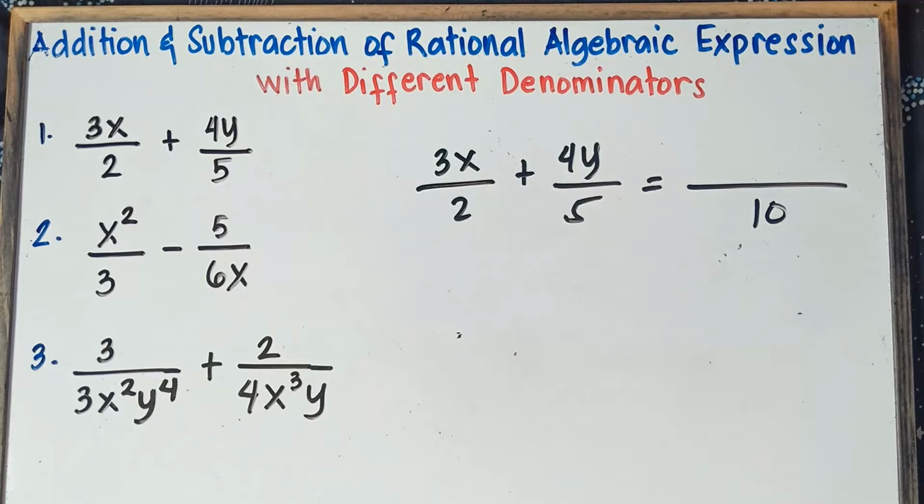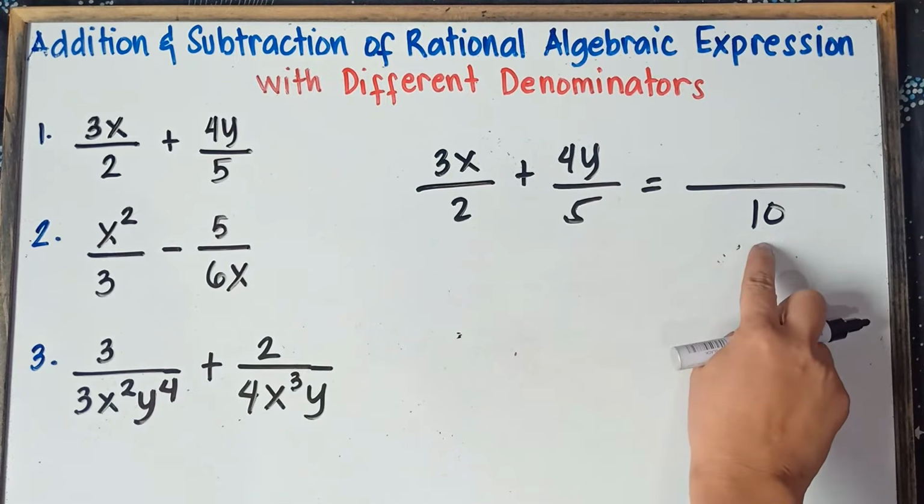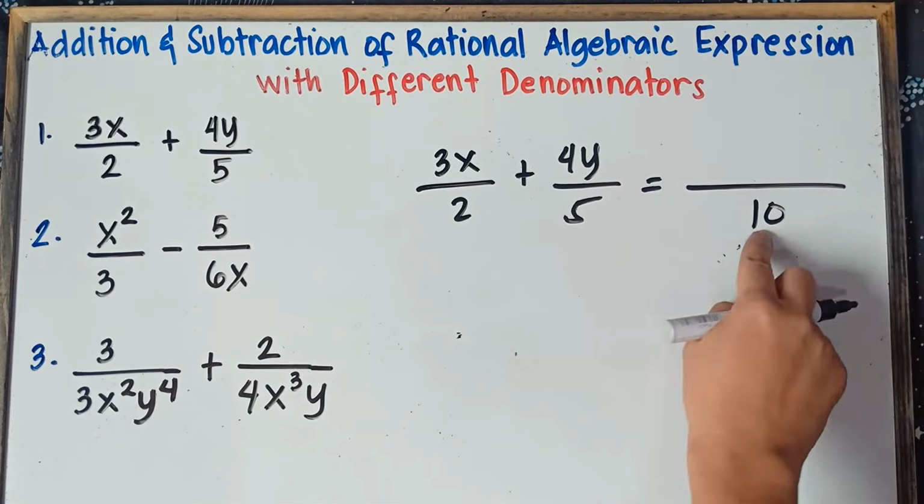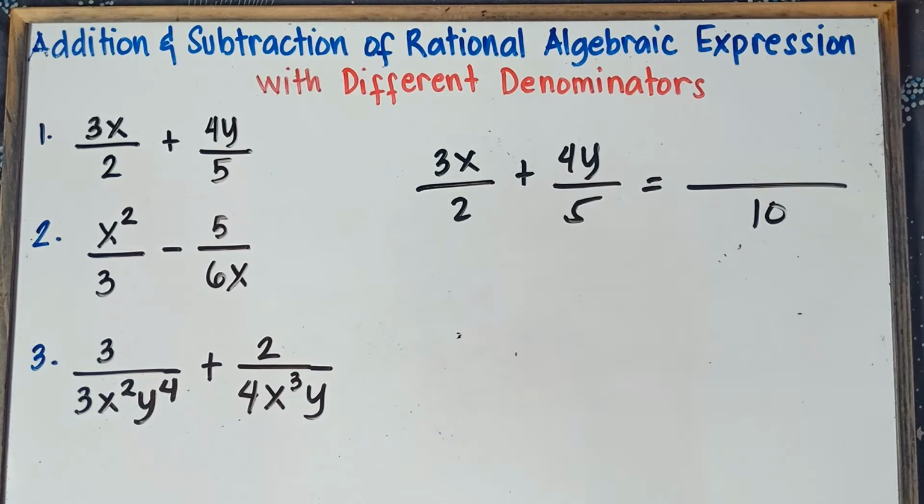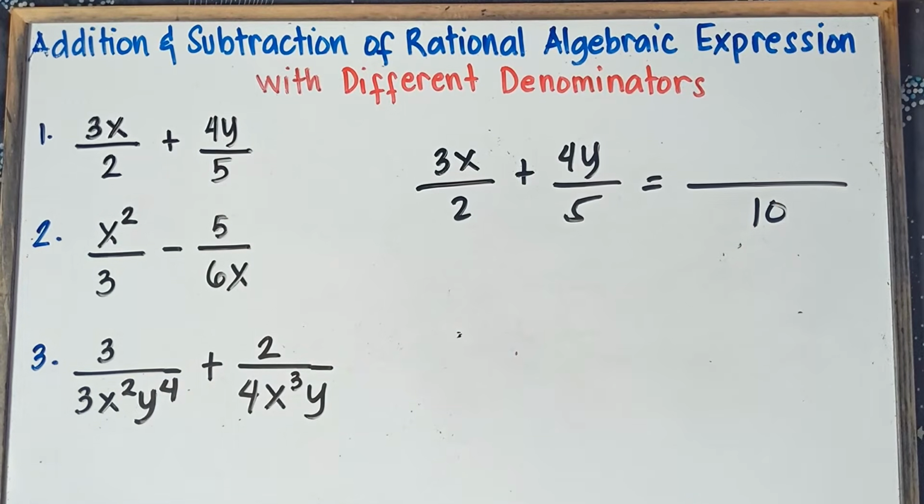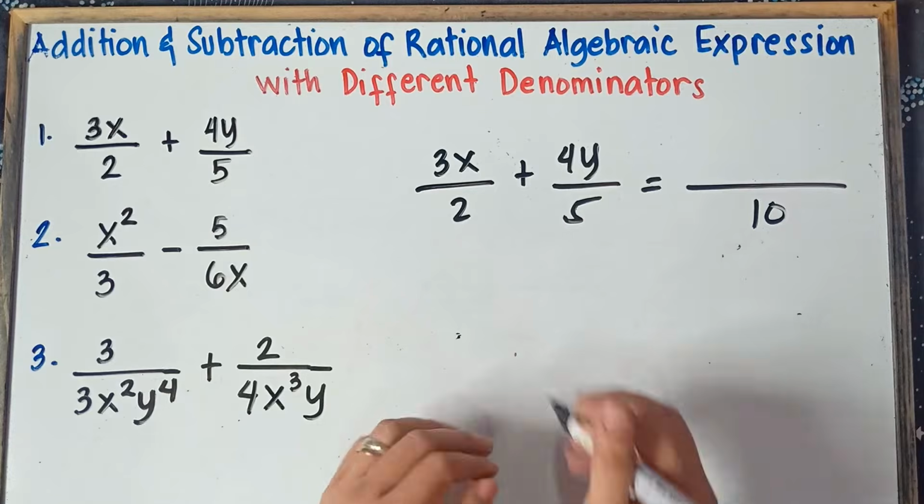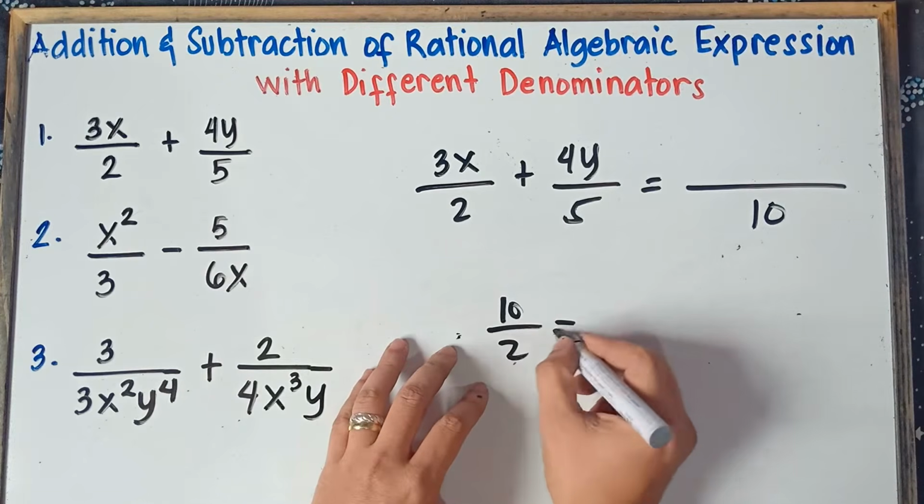So we answered it a while ago. Why is it 10? Because we can divide 10 by 2. We can divide 10 by 5. 10 is divisible by 2. 10 is divisible by 5. That's why we choose 10. Alright, and then simply divide 10 divided by 2. So 10 divided by 2, that would be equal to 5.